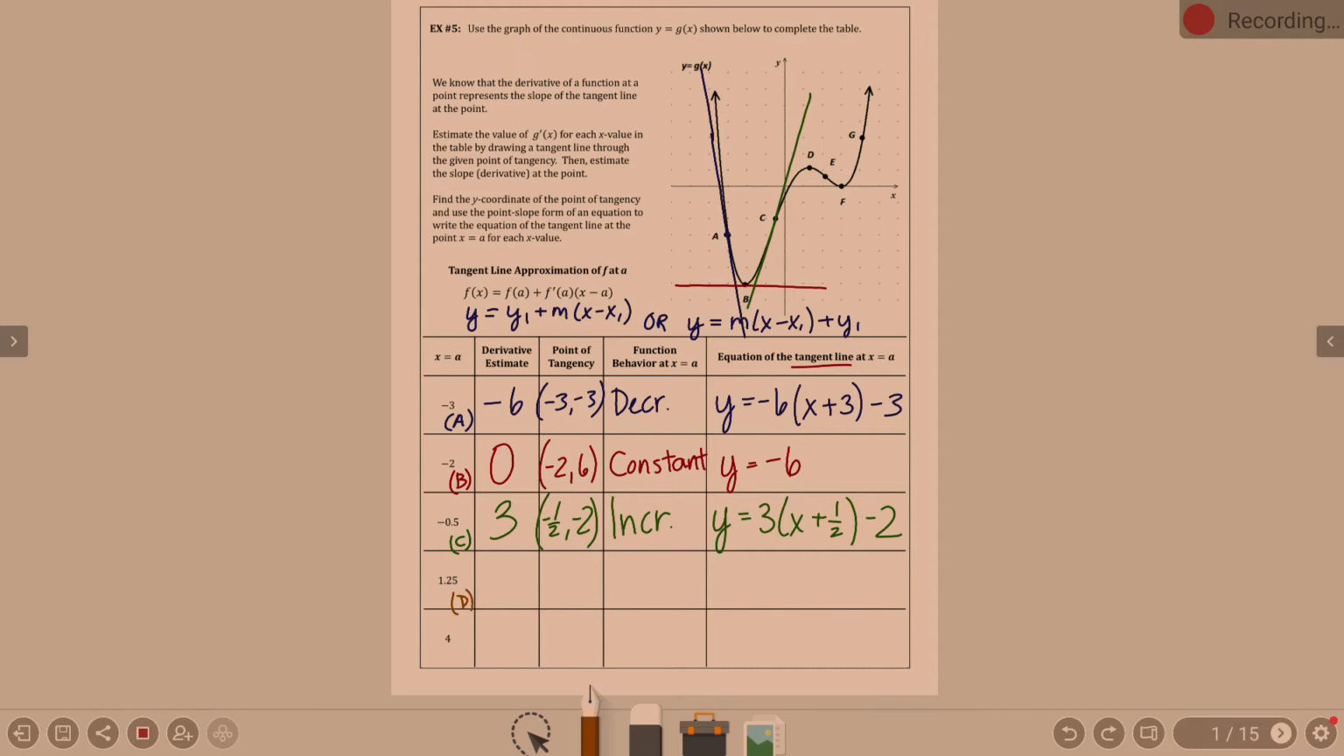So, what do we have here? Horizontal tangent line again. So that point is going to be at 1.25, comma 1. This is constant again. So my equation is y equals 1. And x equals 4.